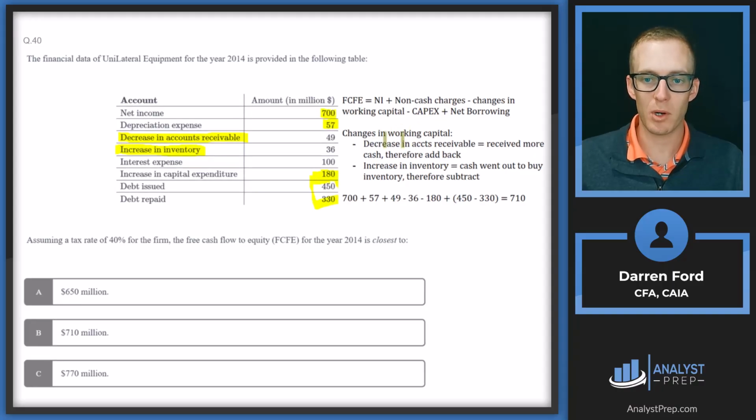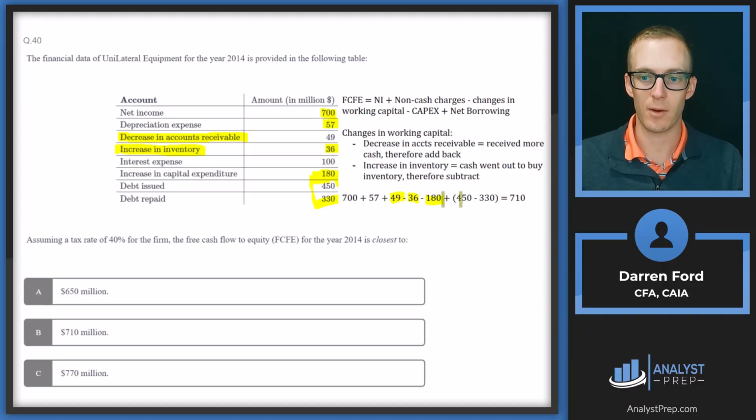So changes in working capital, put a little note here. So decrease in accounts receivable means that we received more cash, therefore we're going to be adding that back. So this decrease of 49 is going to be added in here as we see. An increase in inventory means that cash went out to buy that inventory, therefore we're going to subtract from our free cash flow to equity. So 36 is going to be subtracted, which is given here. We have positive CapEx, which is also cash that went out. So we're subtracting 180 there.